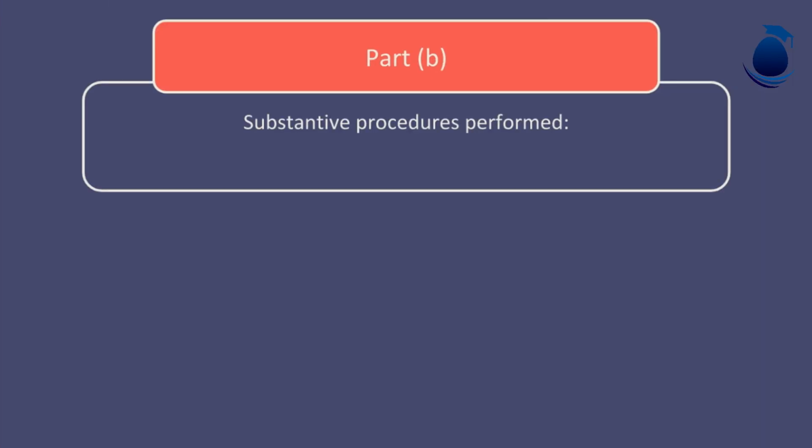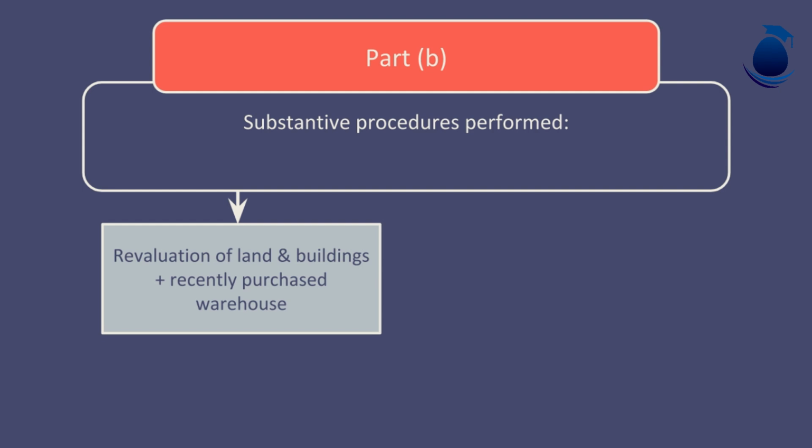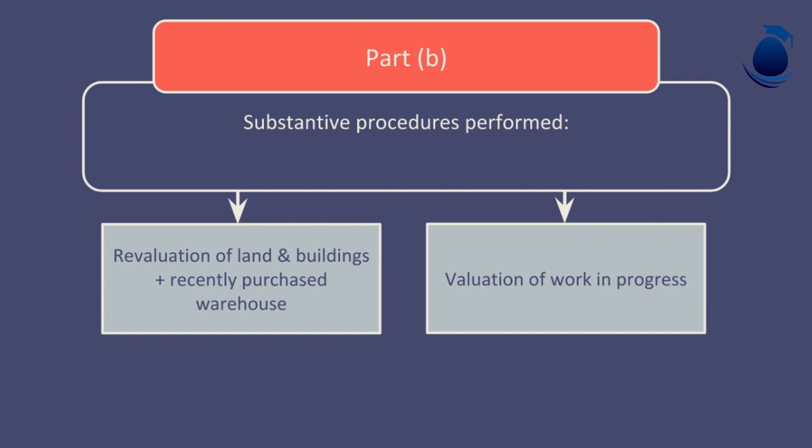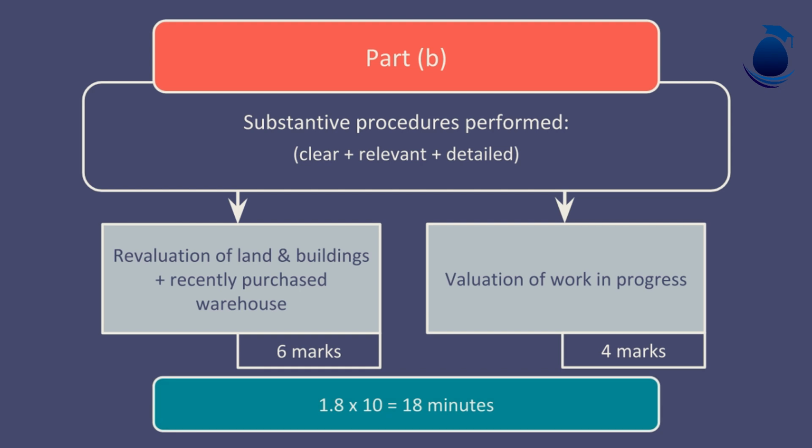Part B asks to describe the substantive procedures the auditor should perform to obtain sufficient and appropriate audit evidence in relation to Part 1, the revaluation of land and buildings and the recently purchased warehouse, and Part 2, the valuation of work in progress. The marks have been allocated as 6 marks for Part 1 and 4 marks for Part 2, giving a total of 10. Each mark will be awarded for a clear, detailed, and relevant substantive test. This is definitely the most challenging part of this exam question. With 10 marks for 10 substantive tests, you should aim to spend around 18 minutes for this part.